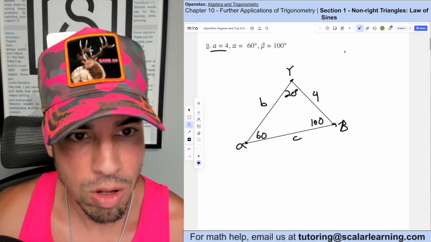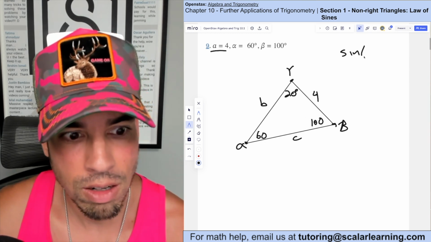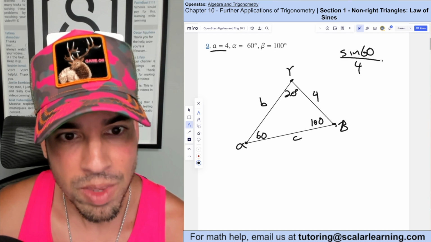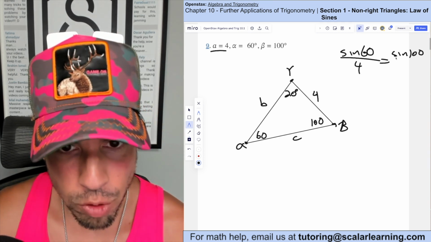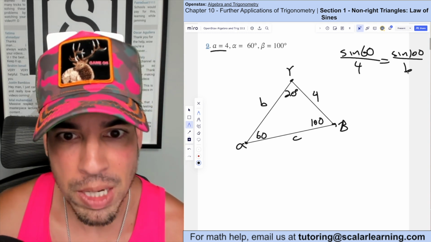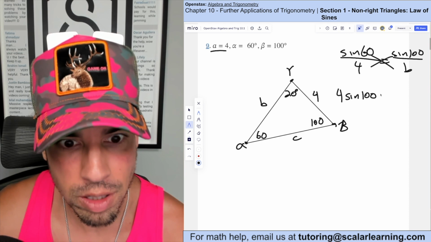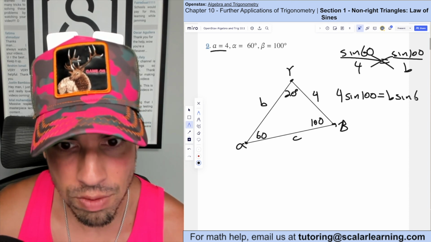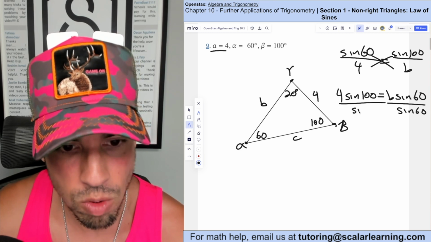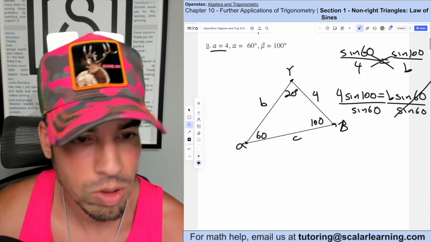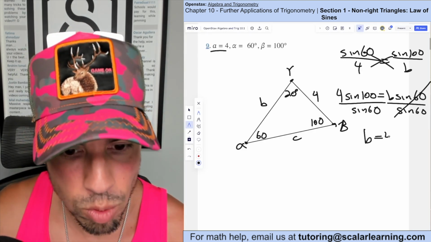And now let's use the law of sines to solve for the remaining sides. So let's start with sine of 60 over 4 is equal to, let's solve for B first, sine of 100 over the side opposite, which is B. Okay, we're going to cross multiply. We get 4 sine of 100 equal to B sine of 60. Then we're going to divide both sides by sine of 60 like so, and then we're going to see what that is in Desmos. And we get approximately 4.5 rounded to the nearest tenth, so B equals 4.5.